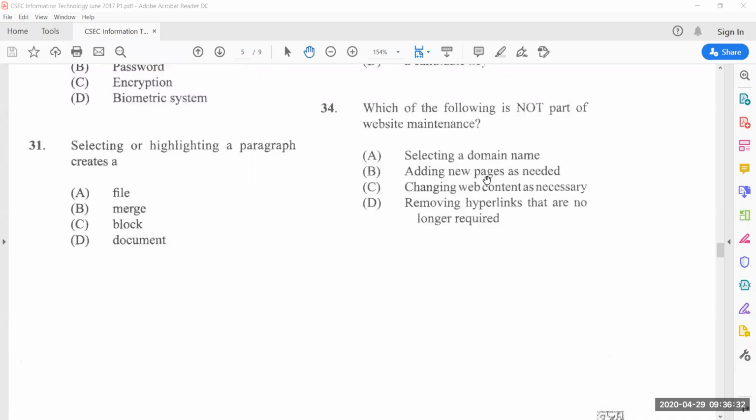Adding new web pages, yes, you will be doing that regularly, as there's new information that needs to be displayed, which is part of changing the web content, and then removing hyperlinks. If you had hyperlinks to certain websites or web pages, you may want to adjust them. So the answer for 34 is A.